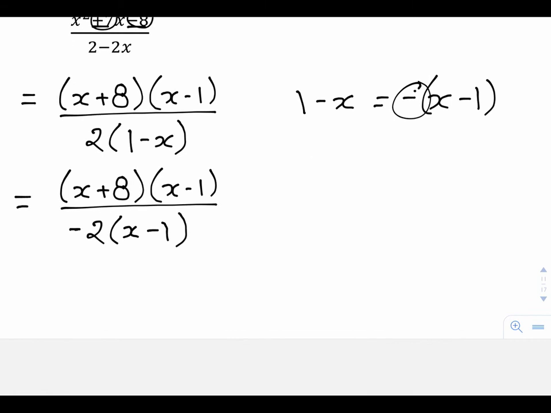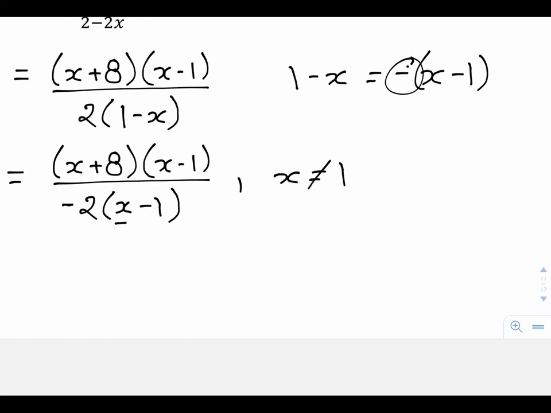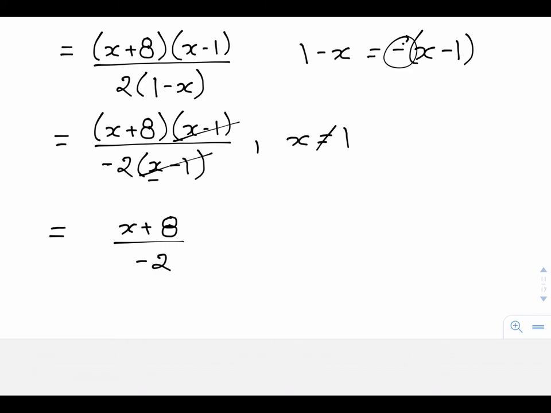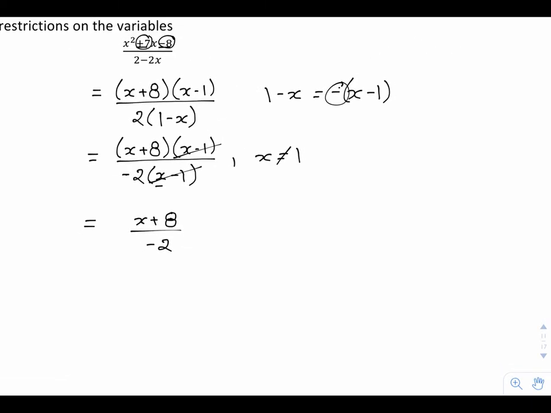Now in this way, first of all, I want to identify the restrictions. And I notice that x cannot be equal to 1. And secondly, I notice that I can cancel something here. The x minus 1 cancels itself. So my final answer is going to be x plus 8 all over negative 2. And the restriction was x, well, you know what? We don't have to write it again. And the brackets at the top we can drop. But yeah, your answer is x plus 8 all over negative 2. And that seems to work out.